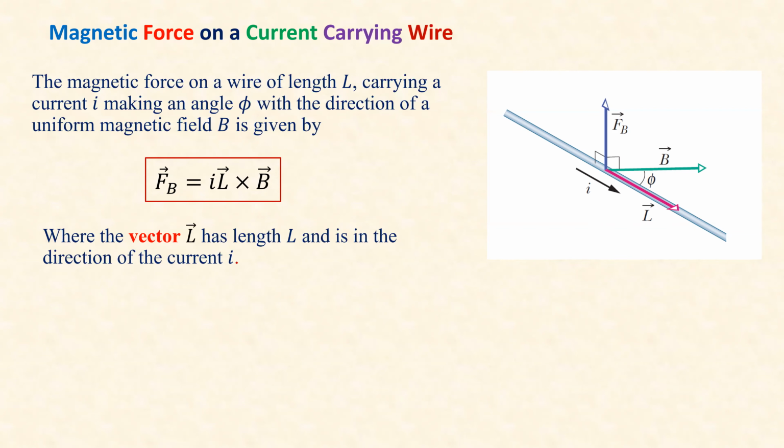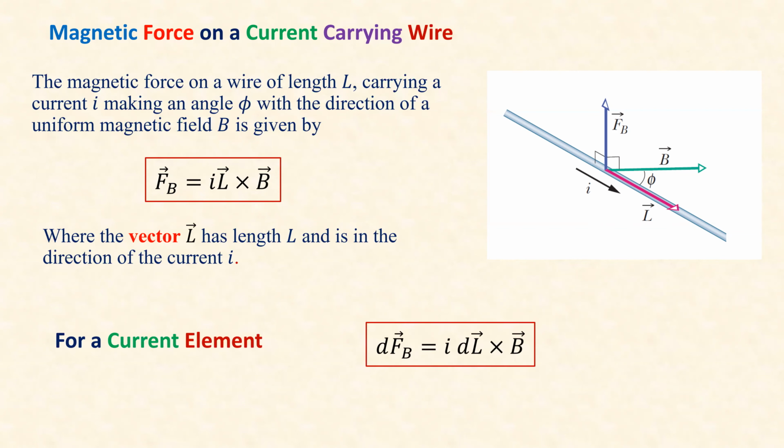This vector L has a length L and is in the direction of the current I. For a current element, dF_B, the element of force of the magnetic field, is equal to I dl cross B. I is the current that goes through the current element, and dl is the length of the current element, cross B. All right, so this is the force.